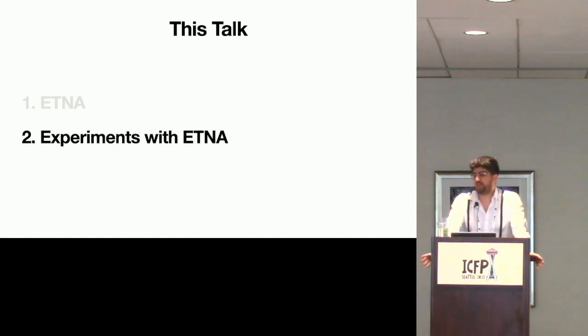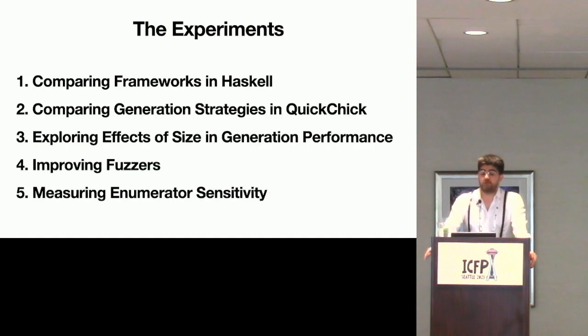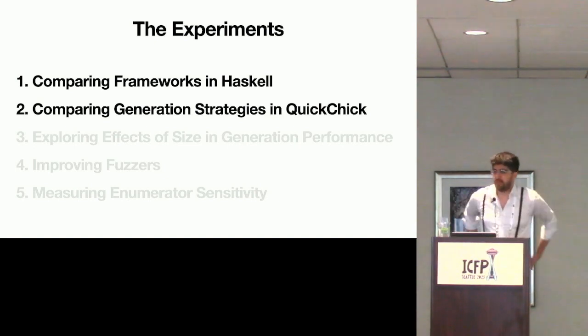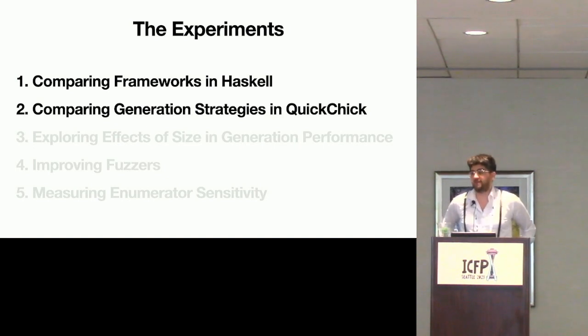So let's go into the second part of the talk, where I talk about the experiments that we have done with Etna. So we have 5 experiments in Etna today that we have reported in our experience report. And I would like to talk about these experiments in 2 phases. The first one is the first 2 experiments about comparing frameworks in Haskell and comparing generation strategies in QuickChick in Coq.